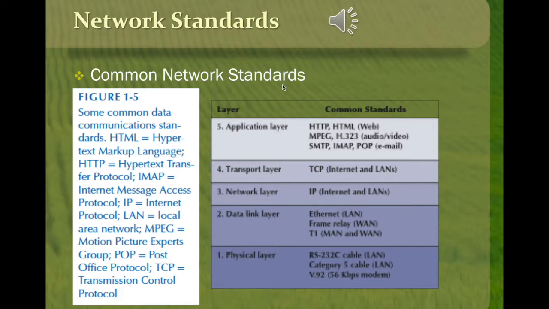Next, we'll discuss some common network standards and what layer they exist in. So, in the application layer, many of these may seem familiar to you. There's the Hypertext Transfer Protocol. There's the Hypertext Markup Language. There's the MPEG and H323. Those are audio-video formats. There's the Simple Mail Transfer Protocol. There's the IMAP protocol and the POP protocol involving email.